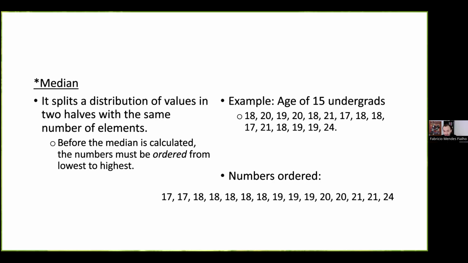To calculate the median of a distribution of values, you first have to order those numbers from the lowest to the highest, and then you find the middle. For instance, out of the 15 students we have, I order this list of numbers from the lowest, 17, to the highest, 24. And once I organize the numbers this way, I find that the middle value here is 19. So the median age for those 15 students is 19 years old.